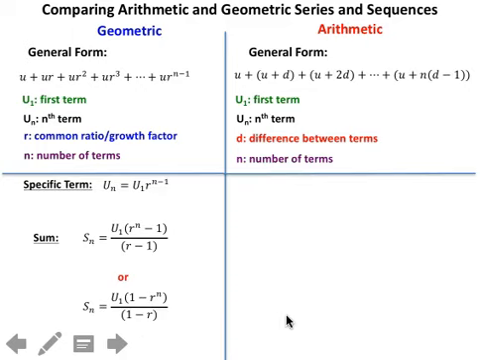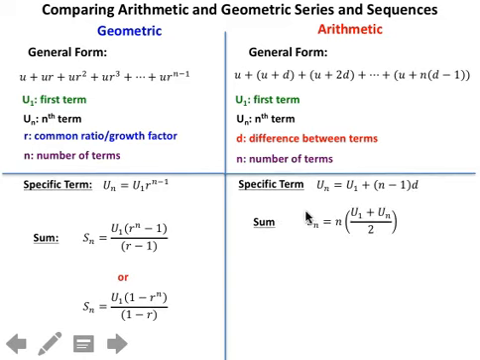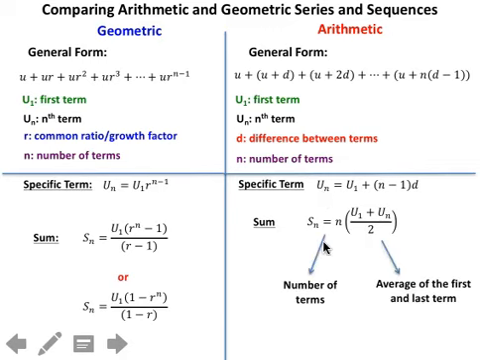For our arithmetic series and sequence, to find a specific term, we use the following formula. U subscript n is equal to our first term plus n minus 1 times whatever our common difference is. To find the sum, it's s subscript n, the exact same variable we use for geometric, and it's equal to n, our number of terms, times u1 plus un, divided by 2. What you'll notice in this particular formula is it's really just the number of terms times the average of the first and the last term. So the n is the number of terms, and adding the first and last term and dividing by 2 is really just the average of the first and last term.